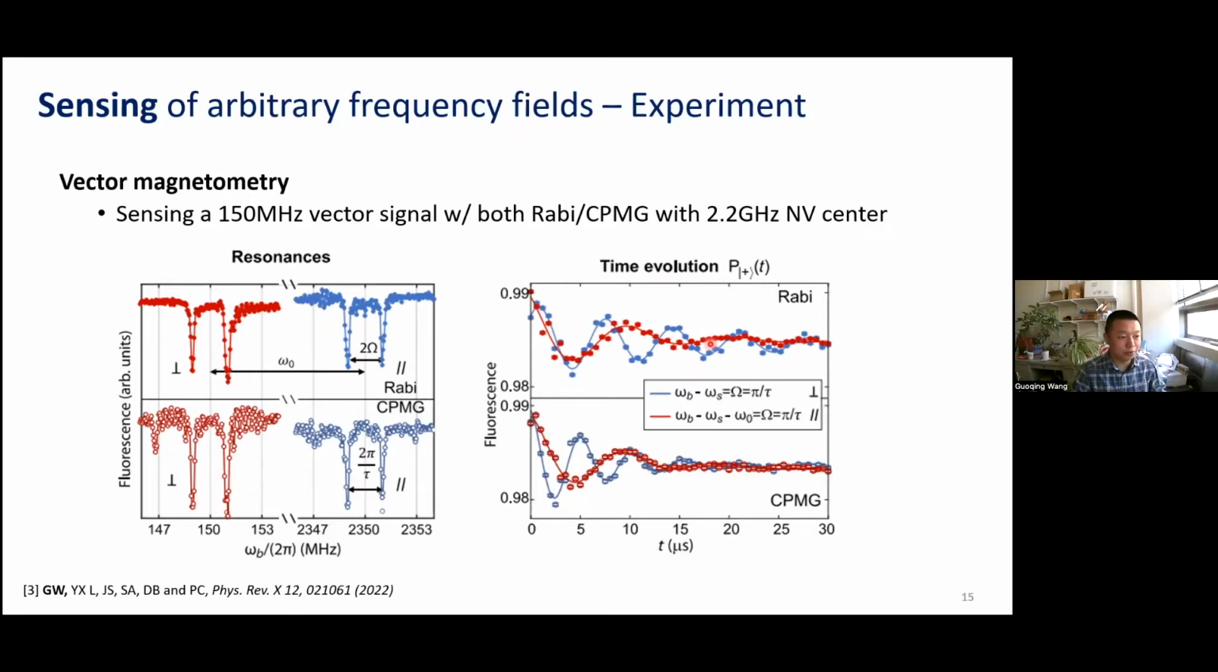So above, I have introduced our progress on sensing arbitrary frequency fields. And now let's turn to the second conflict, which is the conflict between ensemble enhancement of the sensitivity and the decoherence.